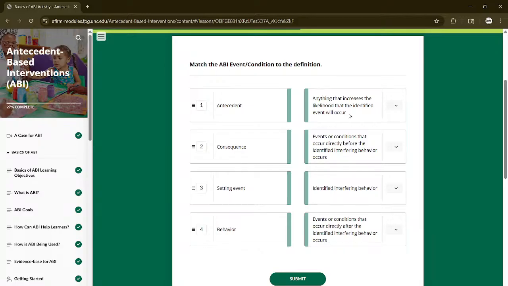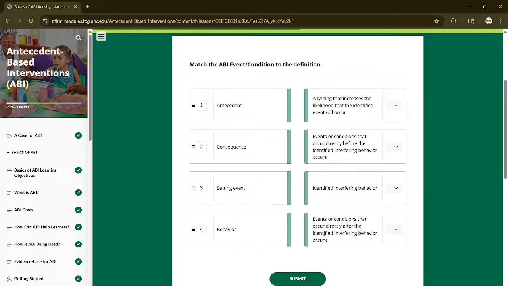Our definitions are: anything that increases the likelihood that the identified event will occur. Events or conditions that occur directly before the identified interfering behavior occurs. Identified interfering behavior. Events or conditions that occur directly after the identified interfering behavior occurs.